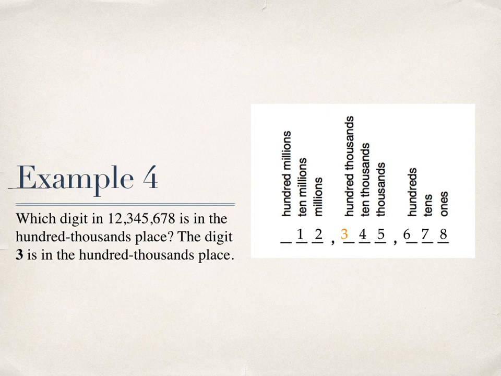Let's look at one more example. Which digit in 12,345,678 is in the hundreds place? Look at the place value chart. 3 is in the hundreds place.